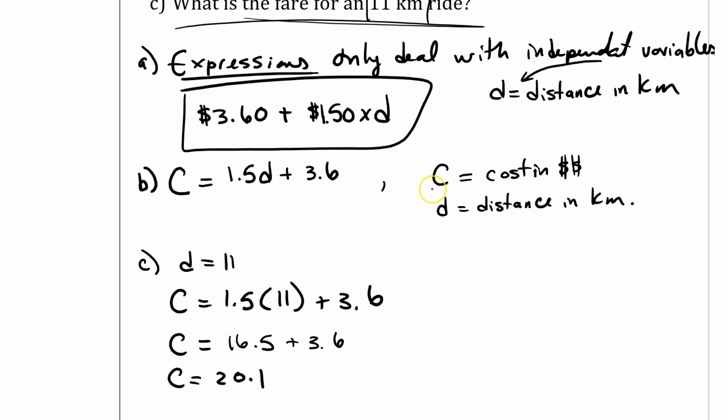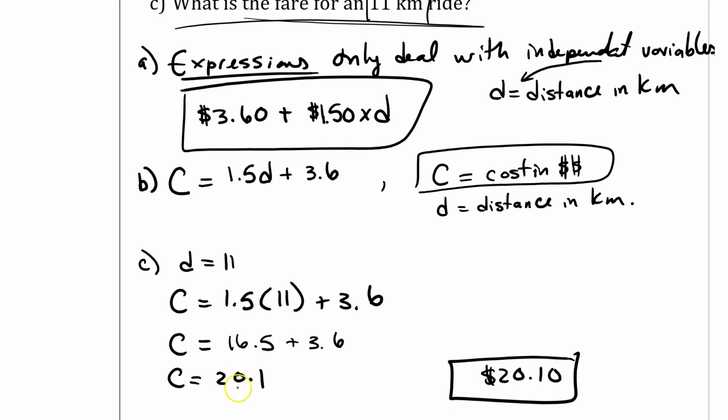Now here's the tricky thing. We've already stated that it's cost in dollars, so we don't necessarily need to write the units. However, if you fail to define your variable, you must absolutely have the answer as $20.10. Remember, 20.1 is not how we express money. We express money with two decimal places.